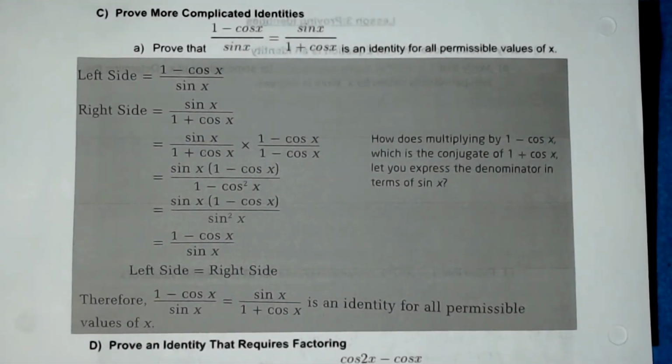In part C, prove more complicated identities. The first question is, prove that 1 over cos x divided by sine x is equal to sine x over 1 plus cos x for all permissible values of x.